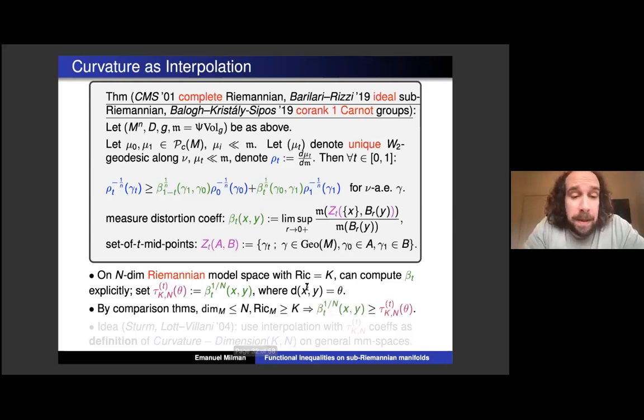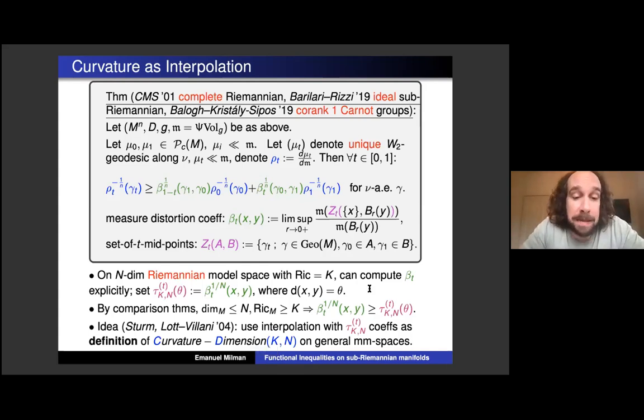What's also very easy, by classical Riemannian comparison theorems, is that whenever you have a general manifold whose dimension is upper bounded by capital N and whose Ricci curvature is lower bounded by capital K, it's easy to show that these distortion coefficients will be lower bounded by the model Riemannian ones. And that's very good because lower bounding is exactly the direction that we want in order to concatenate with this inequality. Okay.